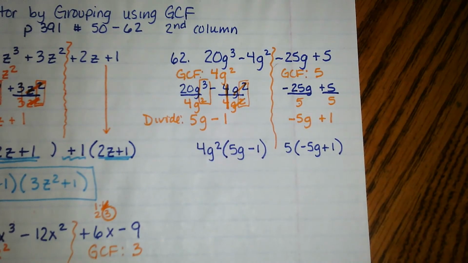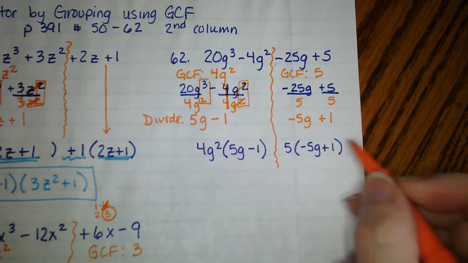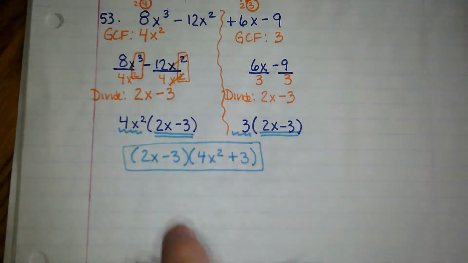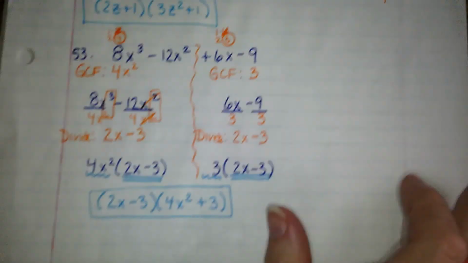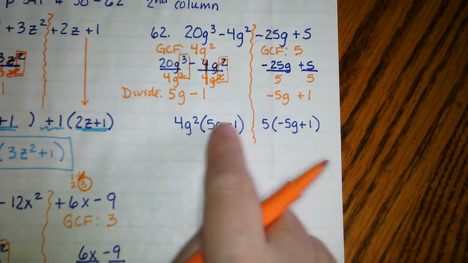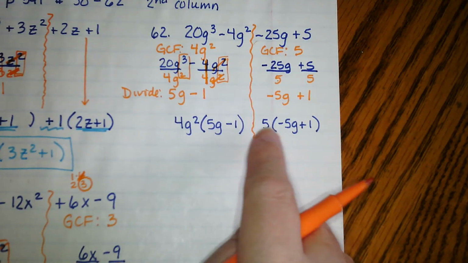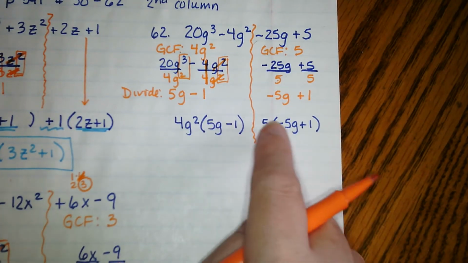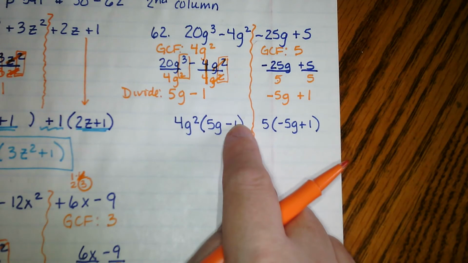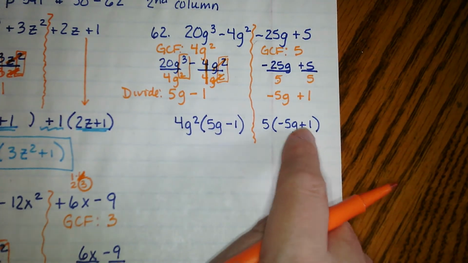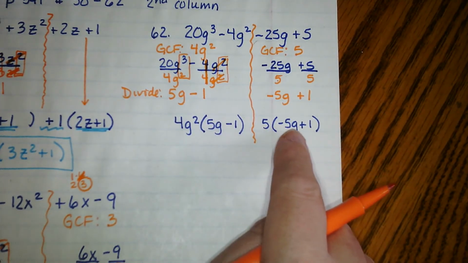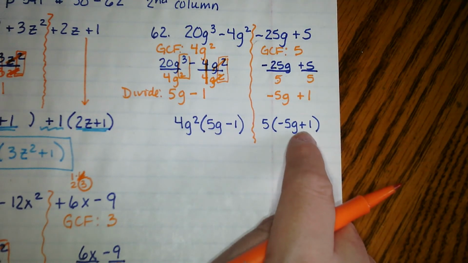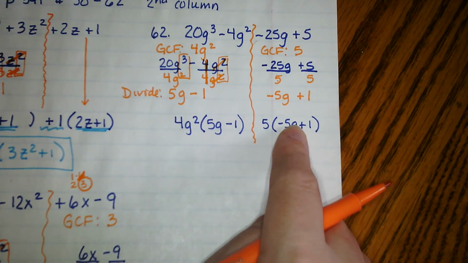Now remember I told you that our groups have to be identical. Look here. 5g minus 1s, 2x minus 3s. These are not identical. They're close, but they're signed opposites. That means that this is a positive 5g and this is a negative 5g, and this is a negative one. This needs to be a positive one. So they're not exactly identical. So what we have to do is we've got to modify this one a little bit.